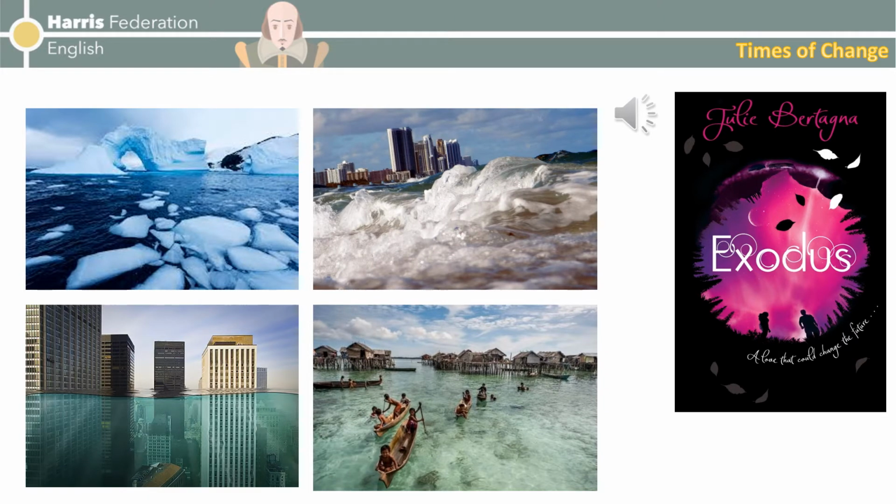The extract that we are going to be looking at today is from a book called Exodus by Julie Bertagna. It's set in the future where the ice caps have melted and so everybody is surrounded by water and they're forced to live in a world suspended into the sky where they essentially live in houses and bridges made on stilts. So you can imagine this is a critical time for them as their lives are often in danger because of the water.